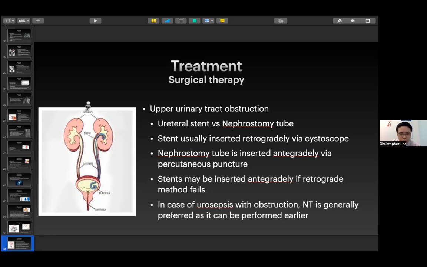In the case of urosepsis with obstruction, a nephrostomy tube is generally preferred, as usually it can be performed earlier, because placing a stent requires bringing the patient to theatre, and that is subject to the emergency cases that are going on in theatre. So if the nephrostomy can be performed earlier, that would be the preference.